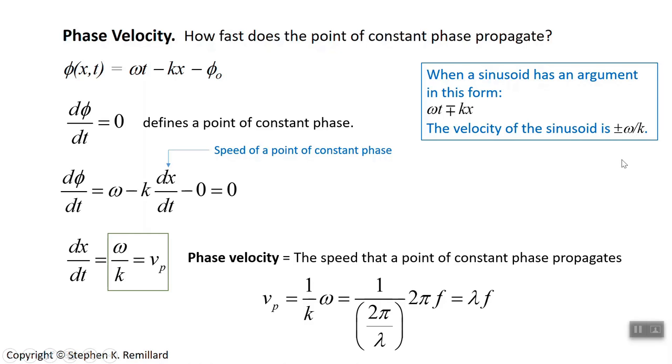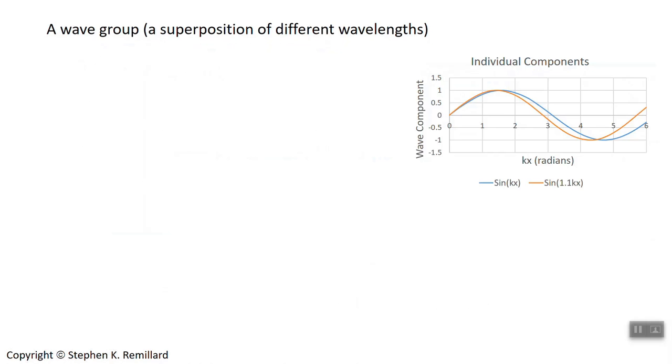going in the opposite direction. So omega t plus kx would be a wave that's moving in the negative x direction. When you put two waves on top of each other with slightly different either wavelength or frequency, so I have sine of kx superposed on sine of 1.1 kx.